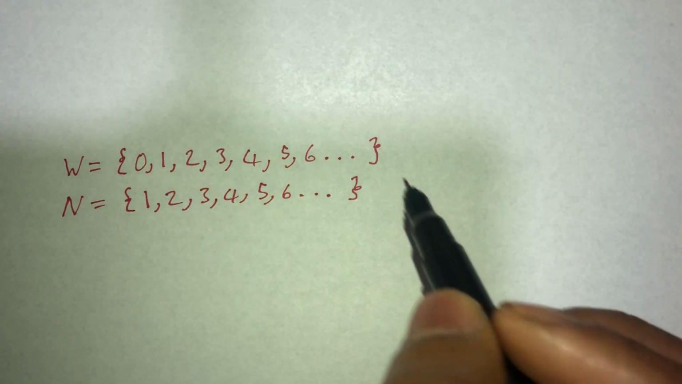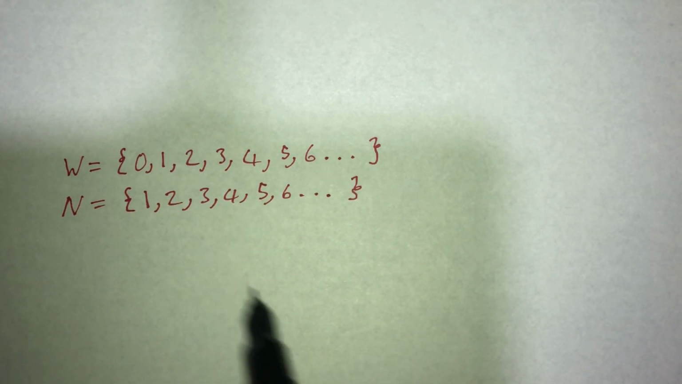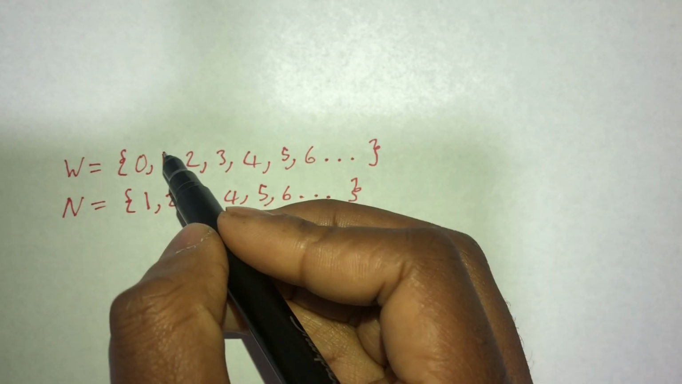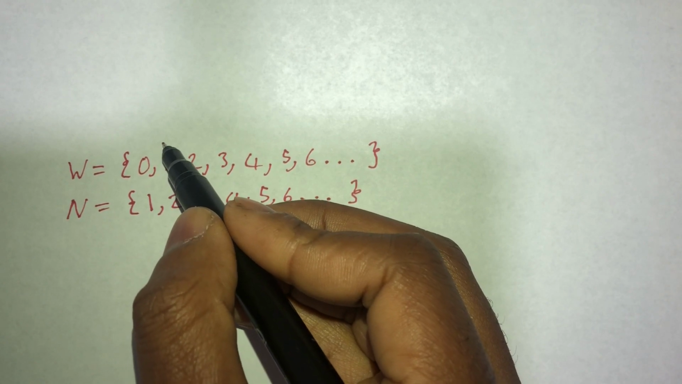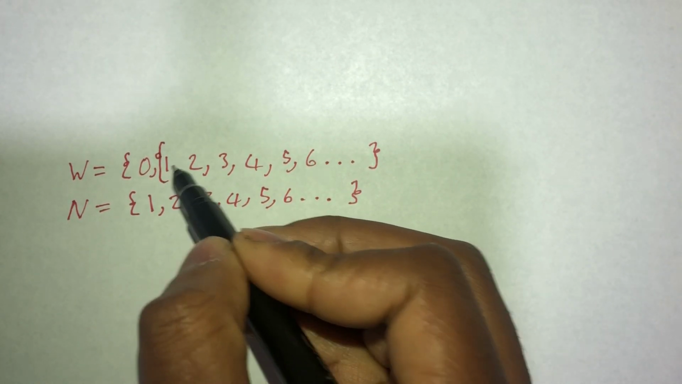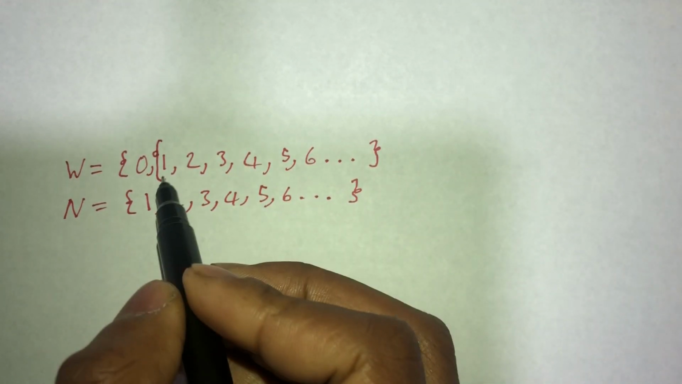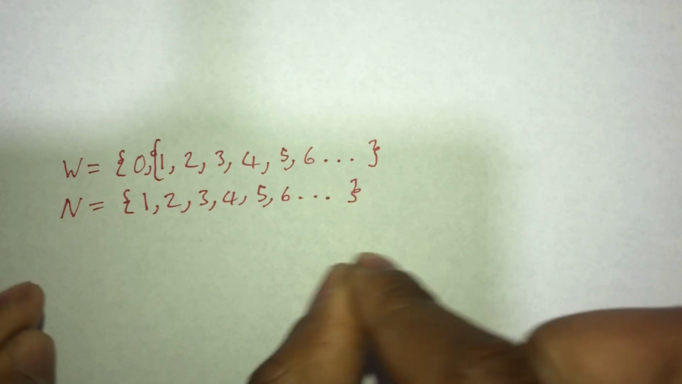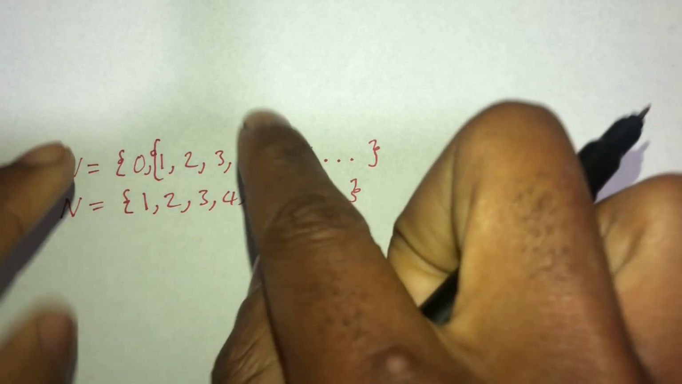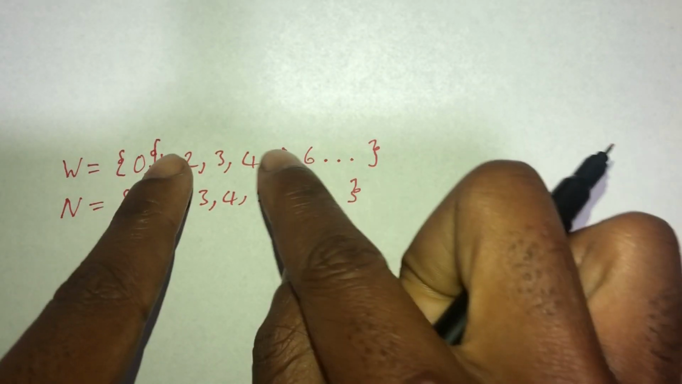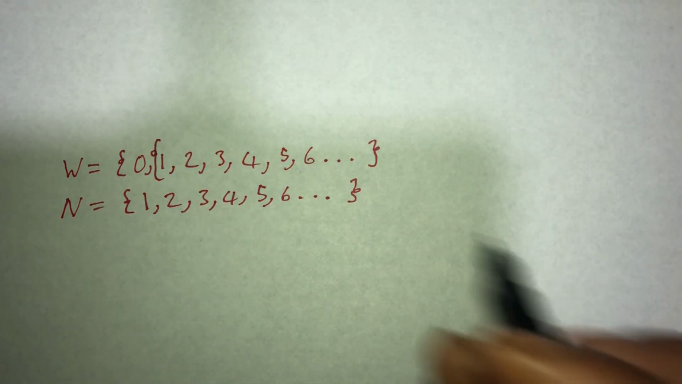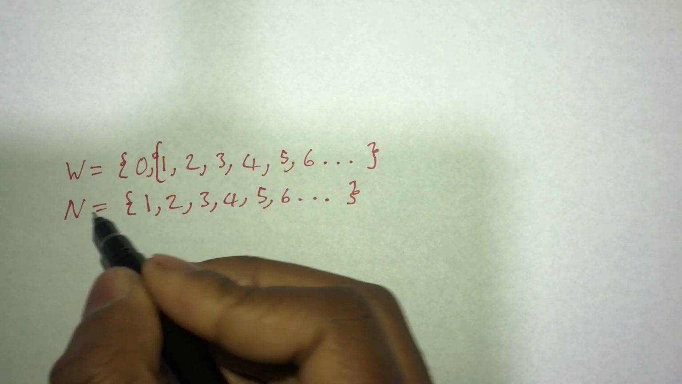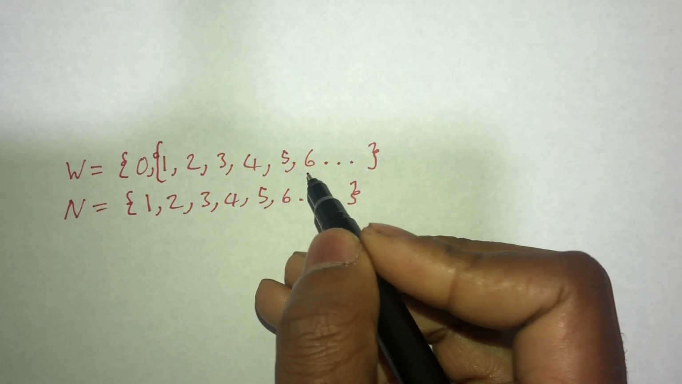We can show this by simply looking within the set of whole numbers. We can see we have 1, 2, 3, 4, 5, 6. It starts at 1. So we can get the set of natural numbers from the set of whole numbers. Therefore, we can say the set of natural numbers is a subset of whole numbers.